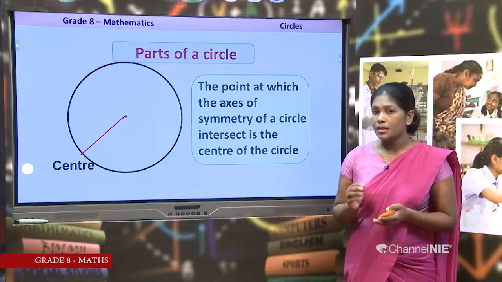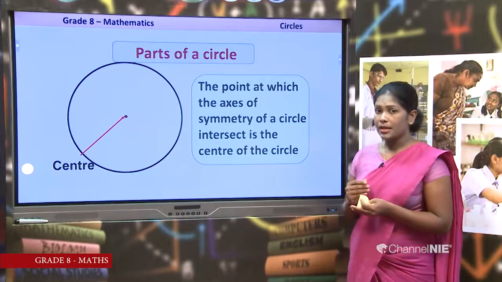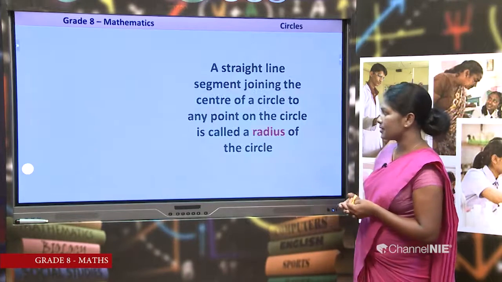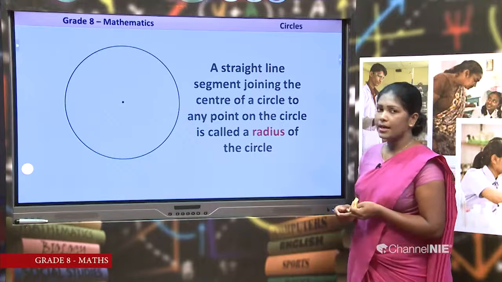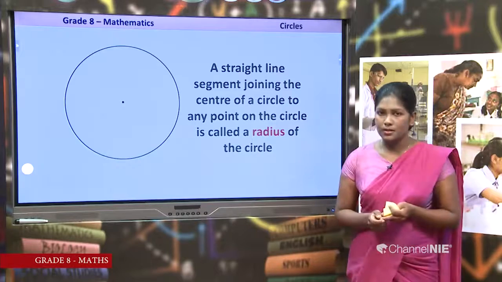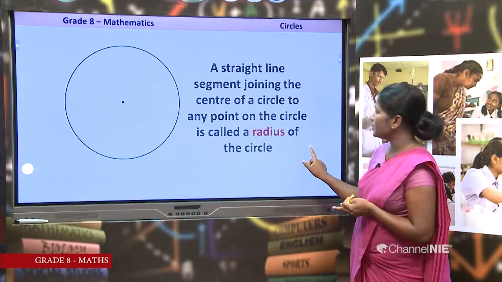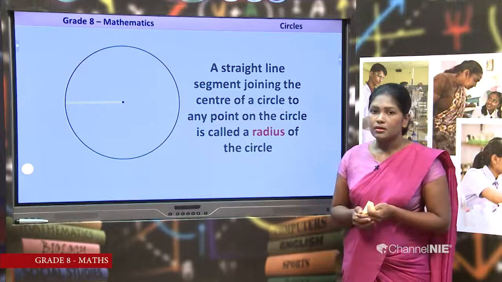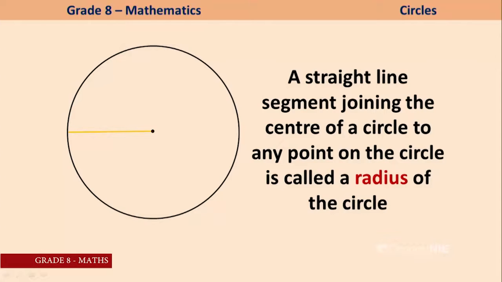Now you know what is the meaning of center. Next topic, next we talk about radius. Radius also we can define like this. A straight line segment joining the center of a circle to any point on the circle is called a radius of the circle. So, how to draw that? There is a midpoint, that means center, and you can draw a line like that. So, how to name that radius?